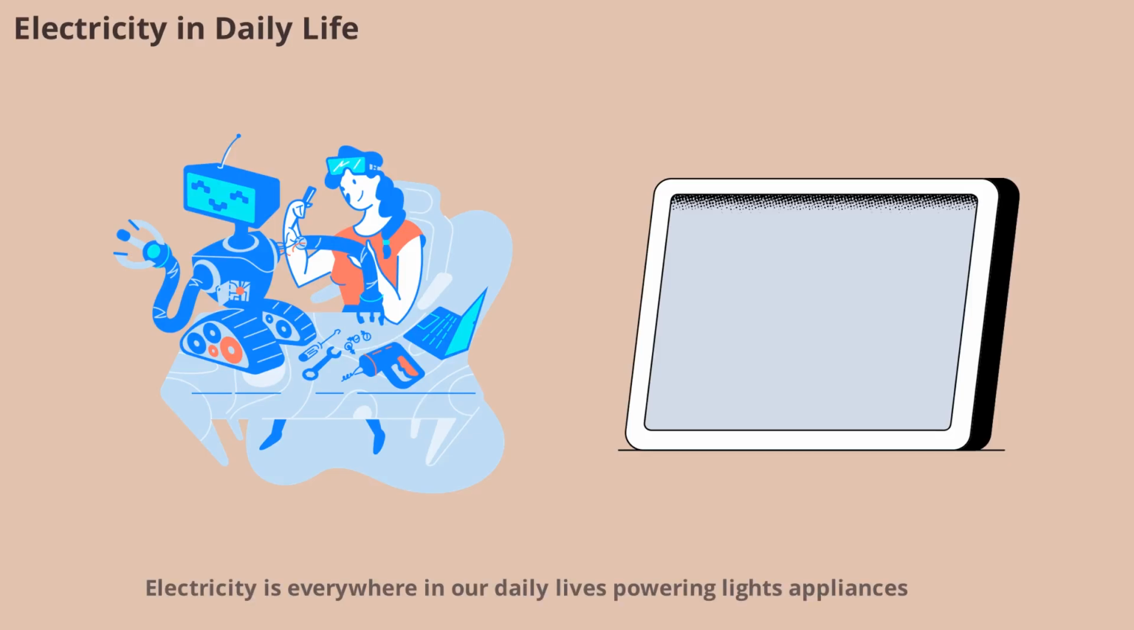Electricity is everywhere in our daily lives, powering lights, appliances, computers, and more. From charging your phone to cooking dinner, we rely on electric current for countless tasks. Understanding the basics of electricity helps us use it more safely and efficiently, making our lives easier and more comfortable.